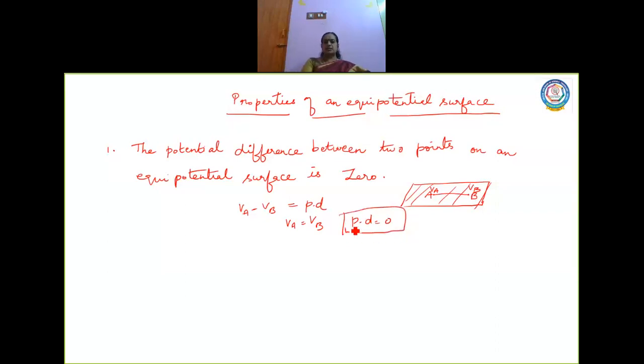Are you able to understand? Read that point once again. The potential difference between two points on an equipotential surface is 0. Hope this concept is clear for you, right?